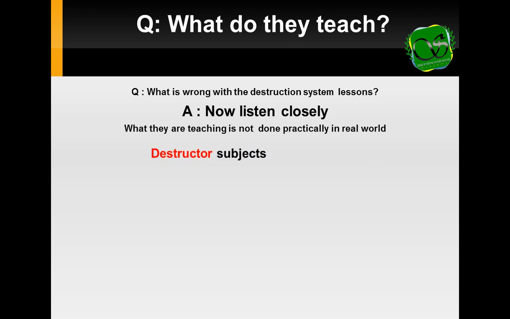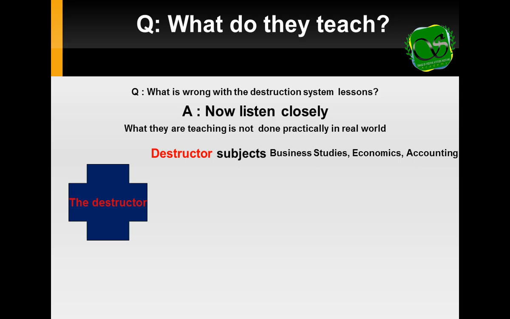The system doesn't allow them to do that because they have to jump to the system too. That's why they make you jump to the system, the way the system wants it. So there's no one who's going to think outside of the box in that manner. The destructive subjects, for example, can be business studies, economics, and accounting. We have to check what the instructor is teaching in those subjects. We'll go into details.